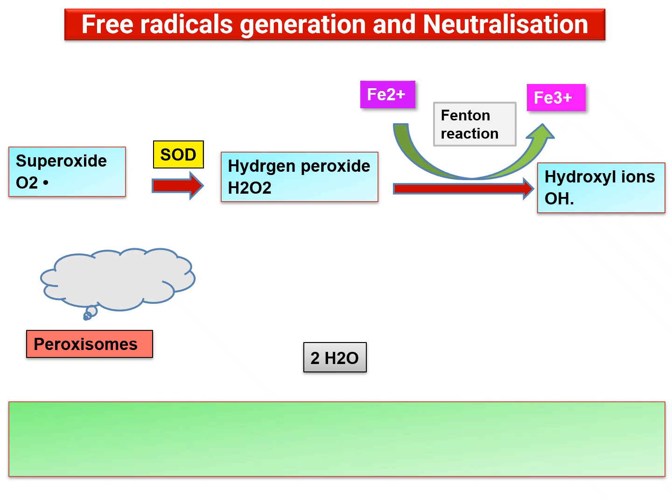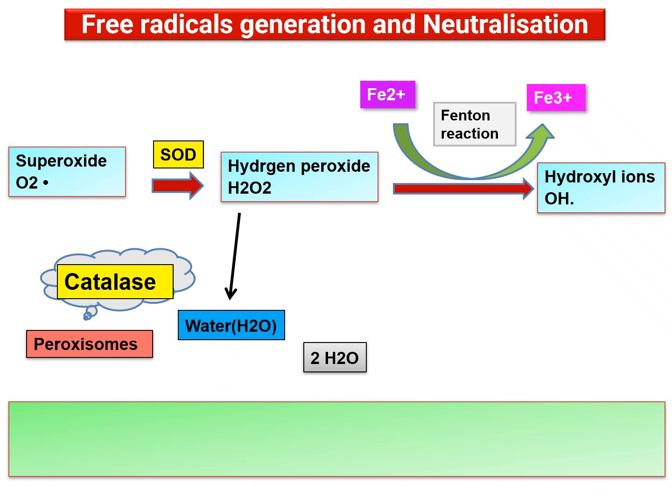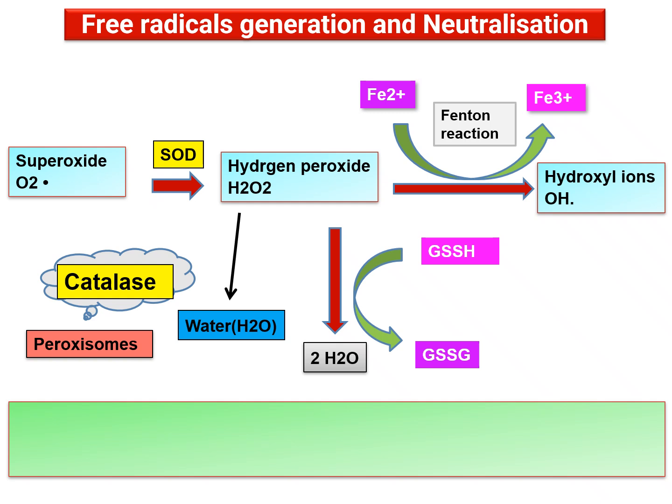But there are neutralization mechanisms for the hydrogen peroxide. There are two mechanisms. First mechanism is it gets neutralized by enzyme catalase and forms into water molecule, and this process occurs in the peroxisomes. And the second mechanism is it gets converted into water molecules by the presence of glutathione peroxidase, in which reduced glutathione is converted into oxidized glutathione. So this mechanism is mediated by glutathione peroxidase.